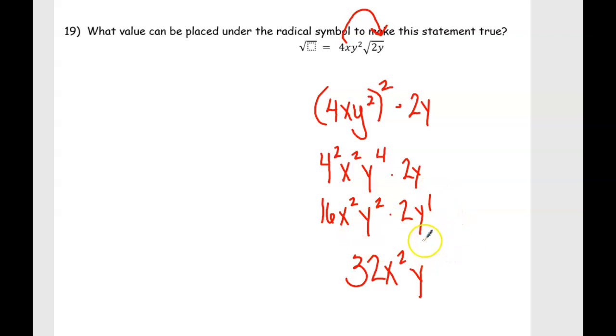Whoops, I think I made a mistake in here. Nope, that's what I did right here. Our y is to the 4th power. I brought that down wrong. So 4 plus 1 is to the 5th power. So final answer would be 32x squared y to the 5th power.